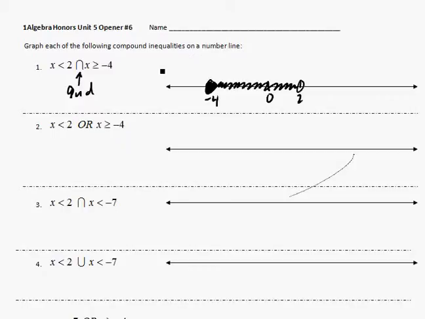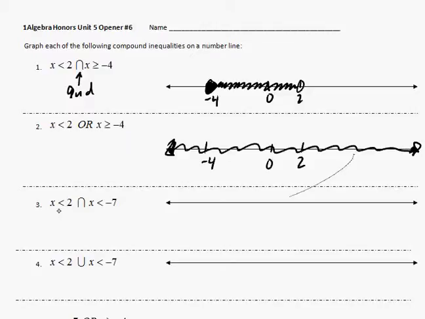Now, number 2 says x is less than 2 or x is greater than or equal to -4. Again, let me just put down -4 and 2 on the number line. If we want the numbers that are either less than 2 or greater than or equal to -4, that would in fact include every single number on the number line, because we just want the values of x that are one or the other, and any number is either less than 2 or greater than or equal to -4.